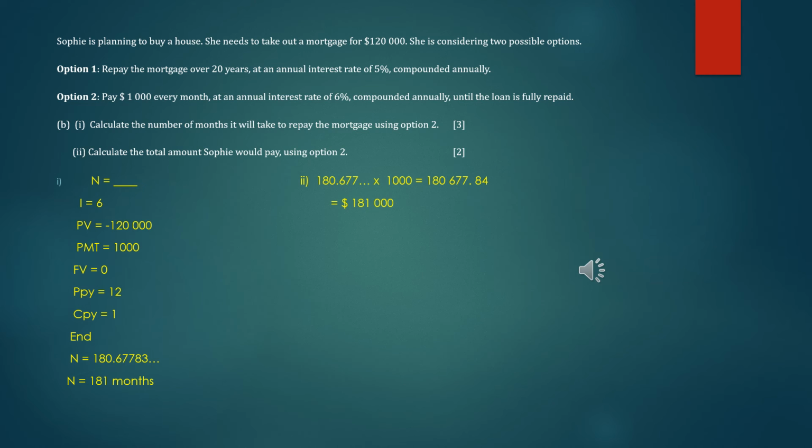To calculate the total amount she has paid, that's the monthly payment, which is 1,000, times 181 months. So I use the original value, number of months. So the total payment is 180,677 and more. And we need to express our answer to three significant digits. So the total amount paid approximately is $181,000.